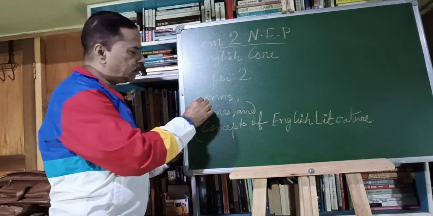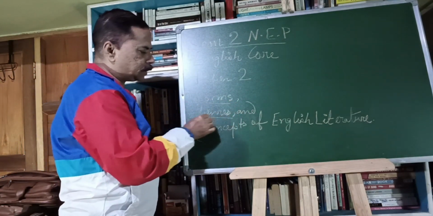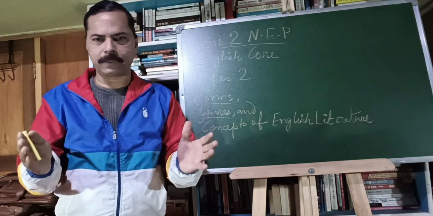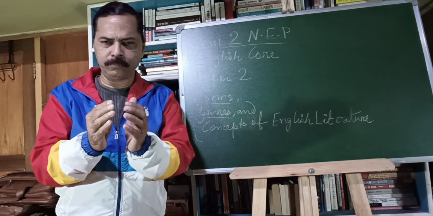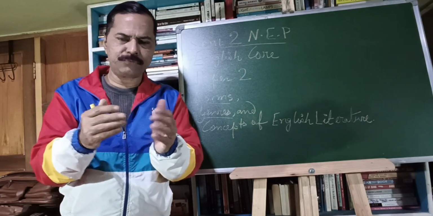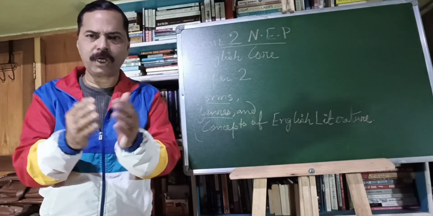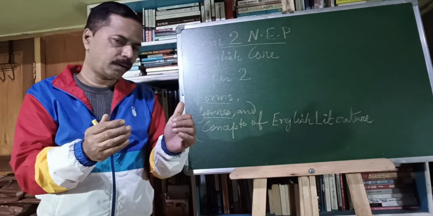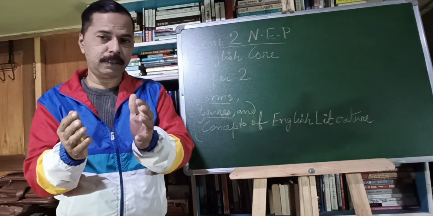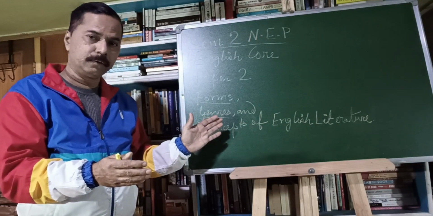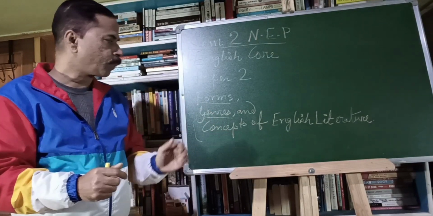Now this form and genres, here the two words are used synonymously, but form is used in two different senses. In one sense, form means shape of a literary work. In another sense, it is used in the same way as genre. So we shall see what genre is.